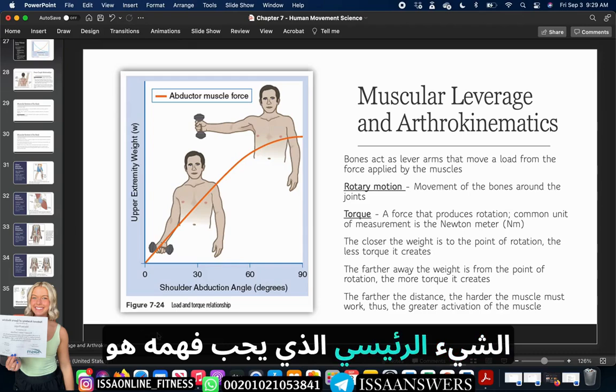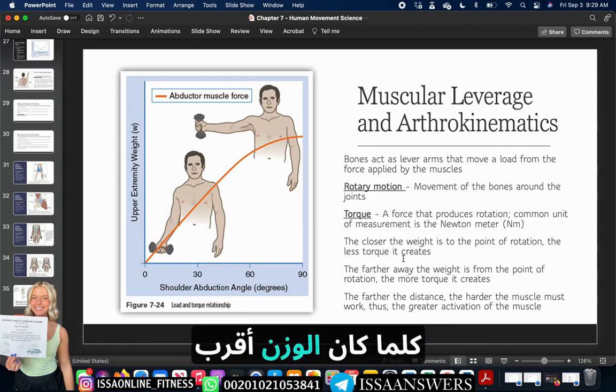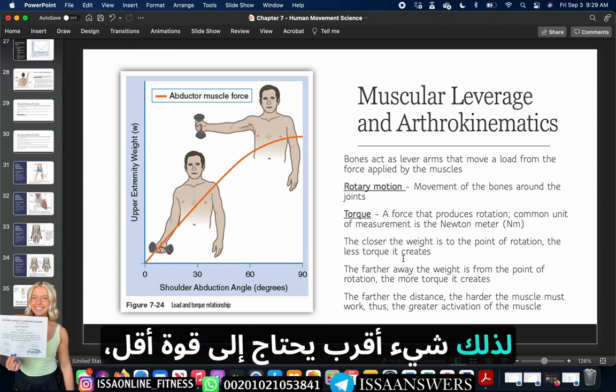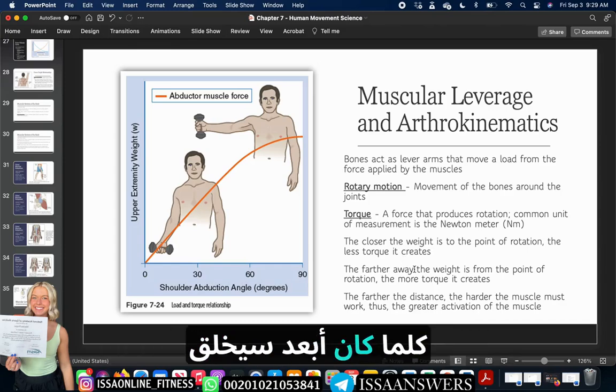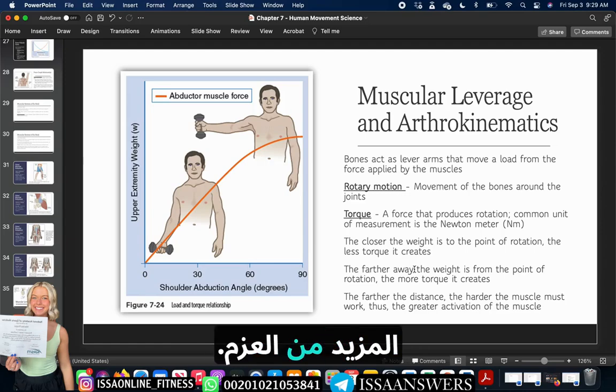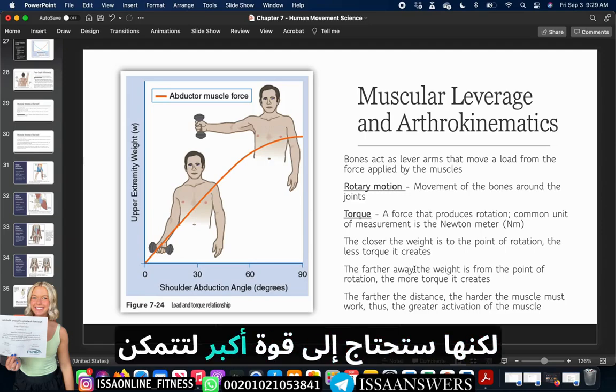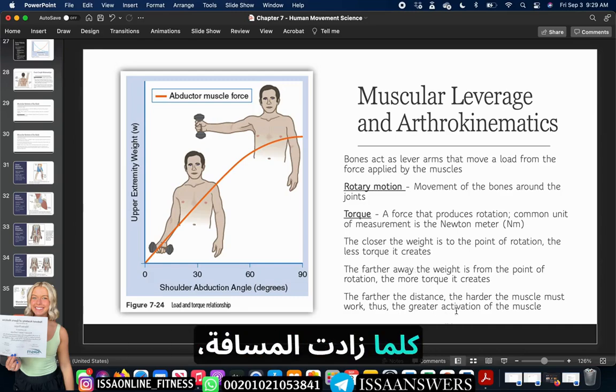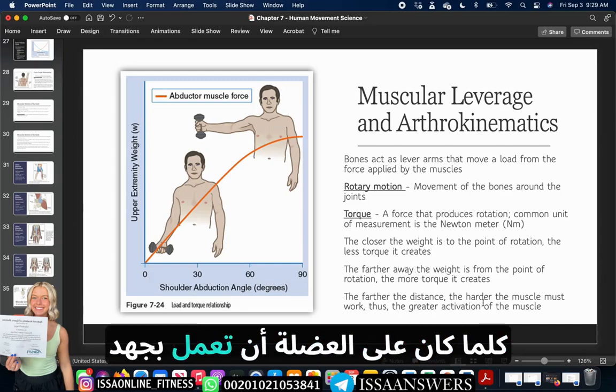Now, if you look, the main thing to understand is the closer the weight is to the point of rotation, the less torque is created. So something closer needs less force. The farther away, it'll create more torque, but it's going to need more force to be able to put it through that motion. So what we're saying here, the farther the distance, the harder the muscle has to work.